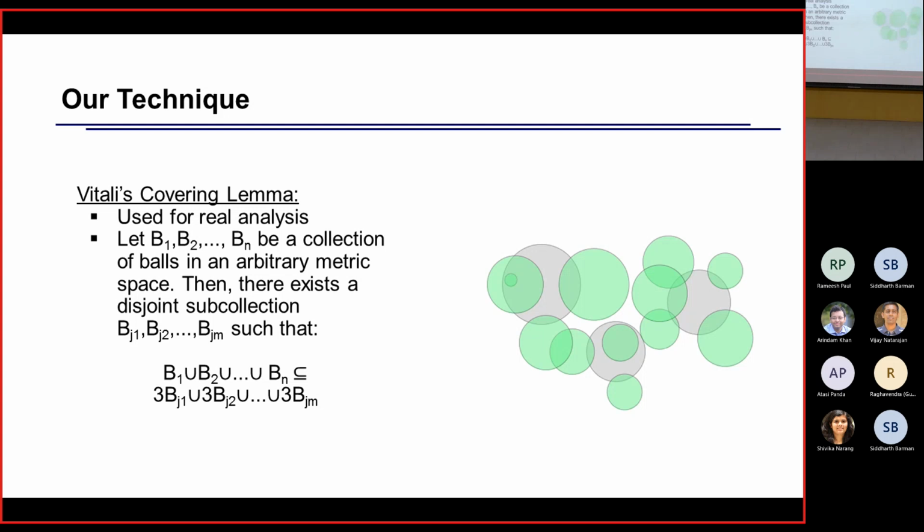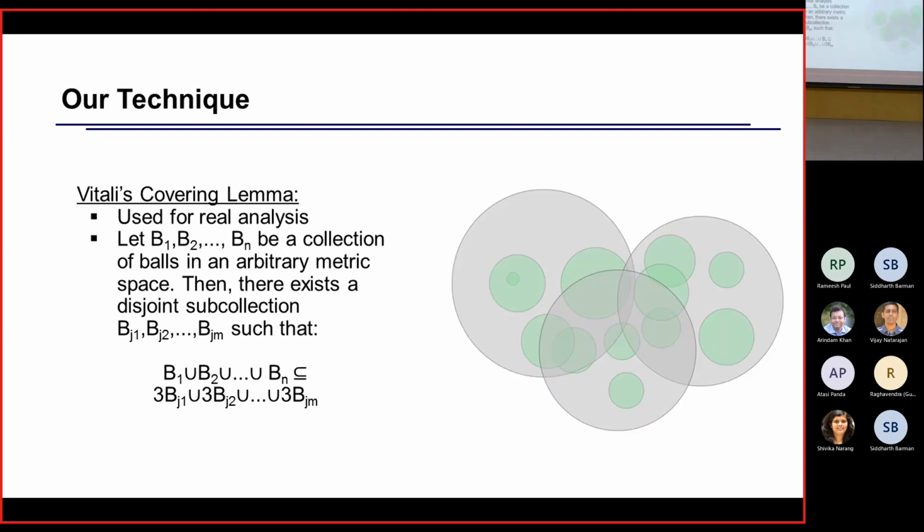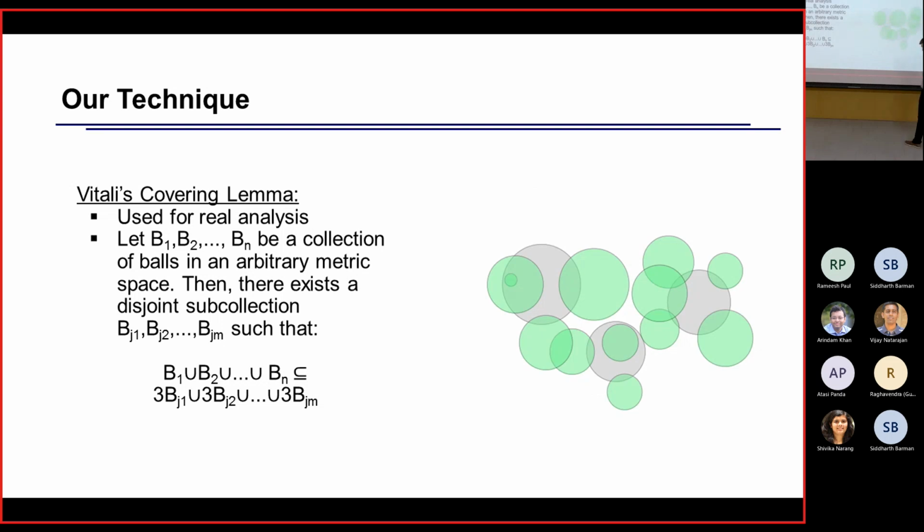So imagine a set of balls in a metric space. The lemma says that there is a subset of these balls that are disjoint that you can select, such that their 3 expansion encloses all the balls. For instance, in this example, if you look at these 3 gray balls, they're all disjoint. And if you expand them by a factor of 3, they enclose all the balls.